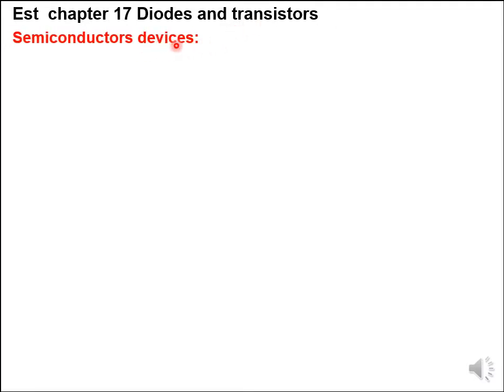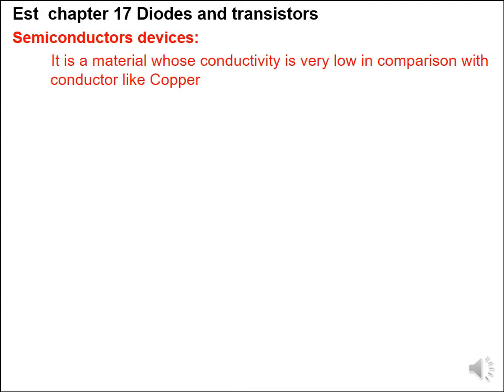Semiconductor devices. A semiconductor is a material whose conductivity is very low in comparison with a conductor like copper, but greater than that of an insulator like glass.